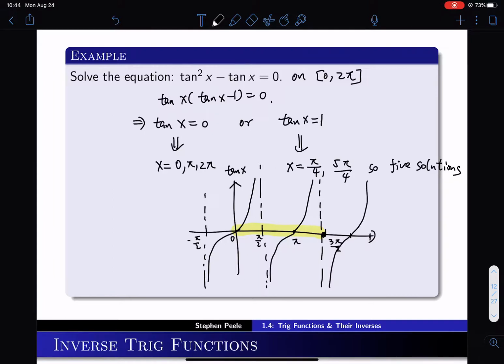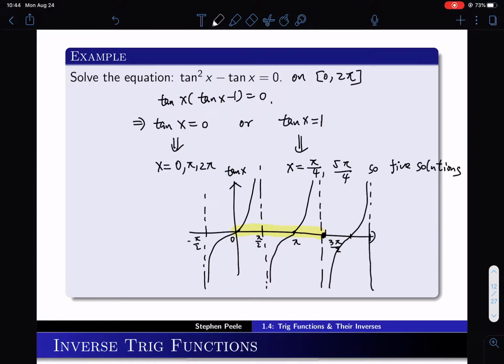This is another horizontal line, which is 2 pi. So actually, we only use this part. We don't care about this part because it is out of range. If we draw a horizontal line, you can see we have 3 intersections, number 1, number 2, and number 3. So those are the 3 solutions. So with the function graph, it's easier to tell how many solutions.